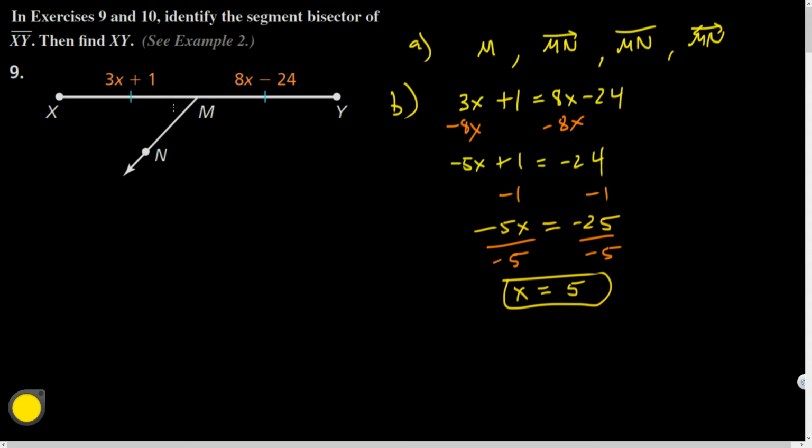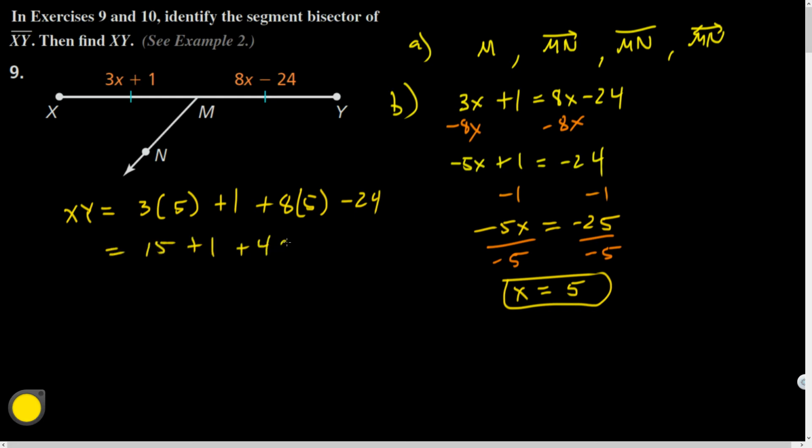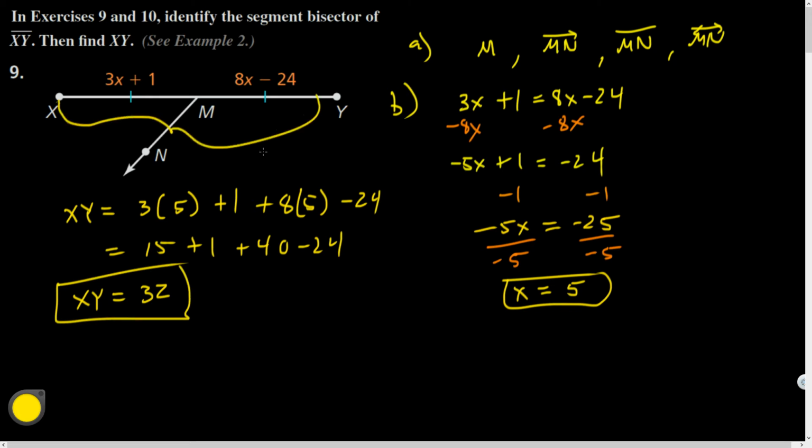They wanted to know the value of XY, which I could actually plug this in for x here and double it. I could plug it in for here and double it. I could plug it in for both of them and add them together using segment addition postulate, right? Let's go for that one. I'm going to say XY equals 3 times 5 plus 1 plus 8 times 5 minus 24. 16 plus 16. Is that 32? All right. Thanks for having my back, friends. So that's the length of the entire segment.